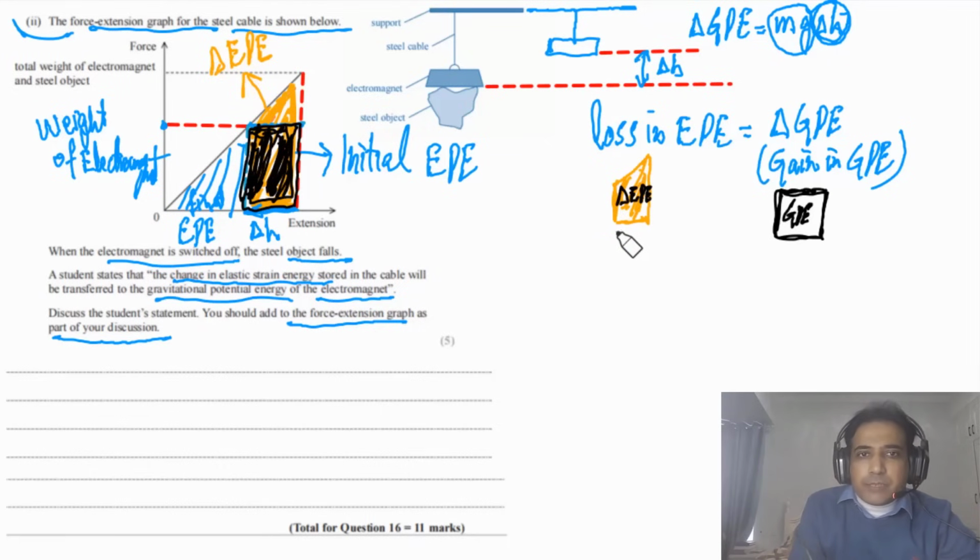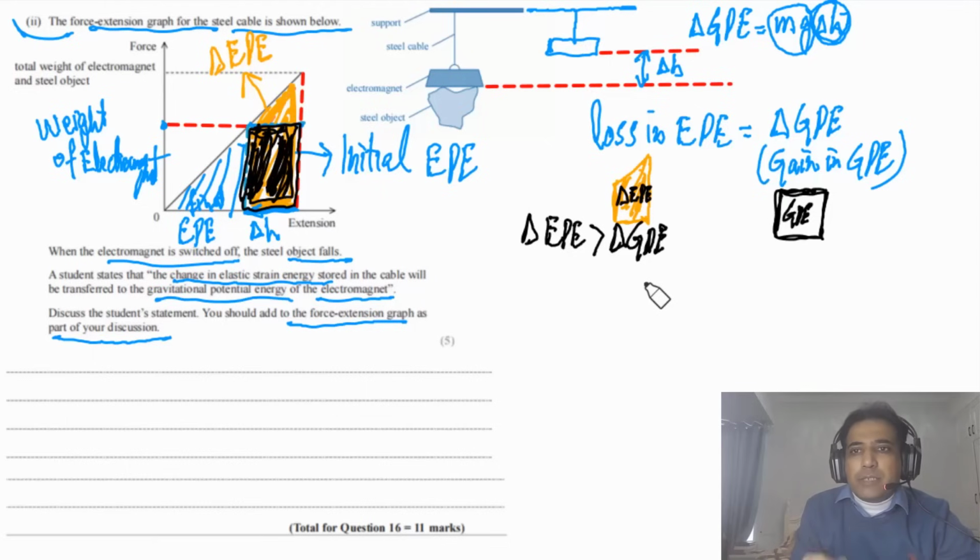In this case, we can simply see that delta EPE is greater than delta GPE. So it means that the statement of the student is not correct. So this is what you need to write down for the answer of this question. I hope this makes sense to you.